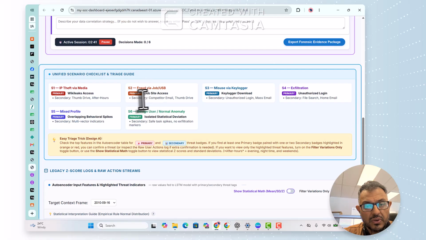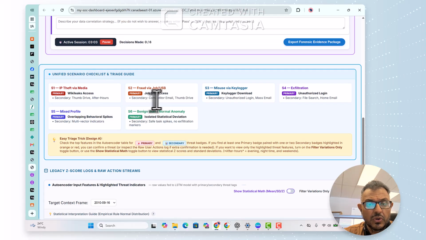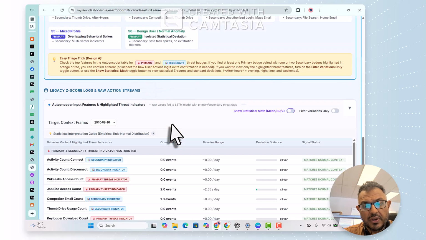And each of the scenarios has certain traits listed below it that belong to the scenario. For example, fraud via job USB has a primary trait listed as job site access, and then the secondaries are listed as competitor email, thumb drive. So if the user is accessing the job sites, or is using a competitor email to send to a competitor, and plugging and unplugging a thumb drive repeatedly, these are all attributes that signify this scenario.